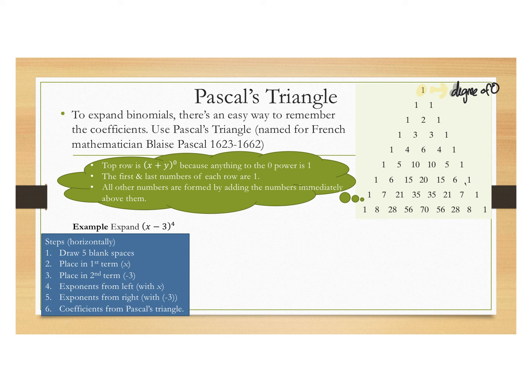In other words, if I add this 1 and this 1 together, we get the 2. 1 plus 2 is 3. 2 plus 1 is 3. 1 plus 3 is 4. 3 plus 3 is 6. 3 plus 1 is 4. Now we're going to practice expanding some binomials.